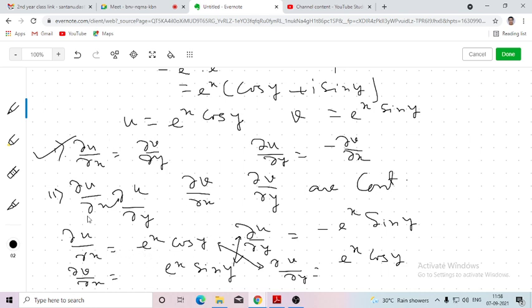The second one is, you need to show that these four are continuous. So continuous means if a function is defined at a given point, obviously it will be continuous at that point. Is that clear or not?